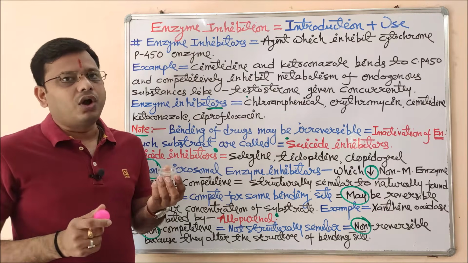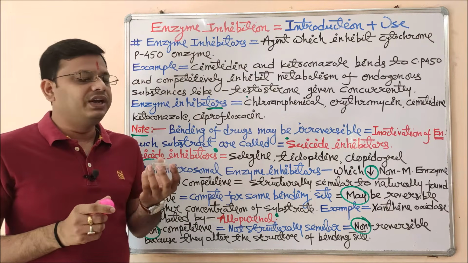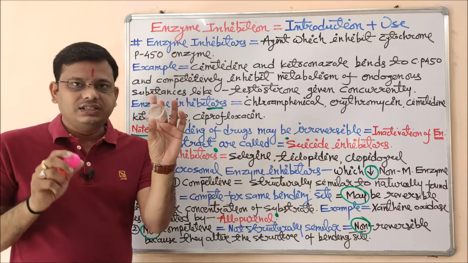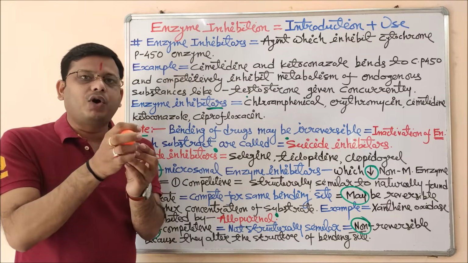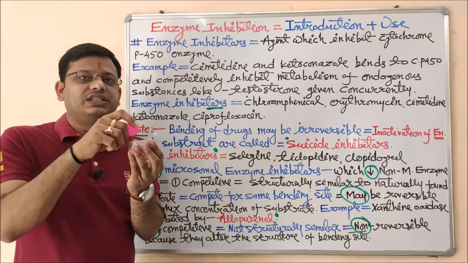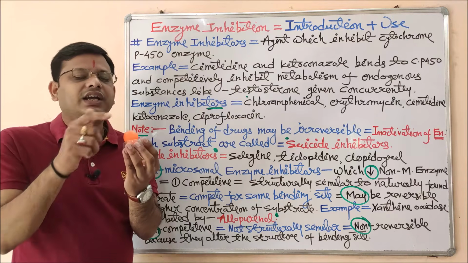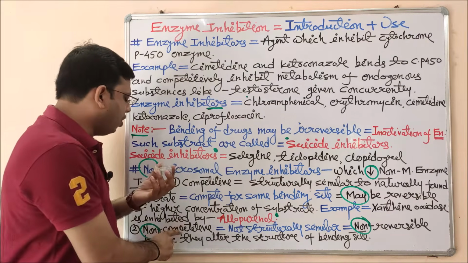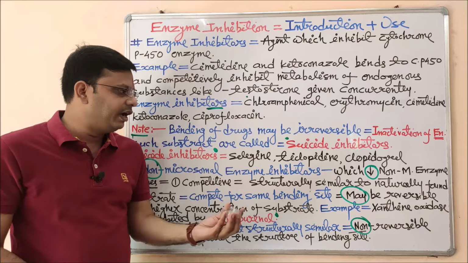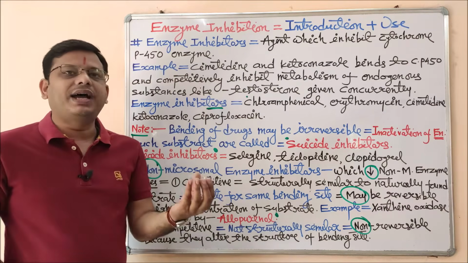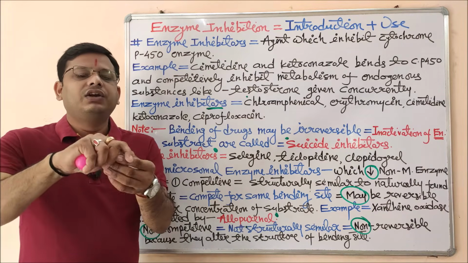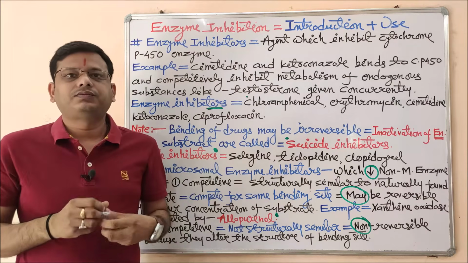But in the case of a non-competitive inhibitor, they will not compete, because the drug will destroy the site. See, this structure is not changing in the case of competitive, just the binding of the drug is changing, but the structure of the binding site is not changing. But in the case of non-competitive binding, as you have seen on the whiteboard, the structure will be damaged by the drug. So now this structure will get damaged, like this one.